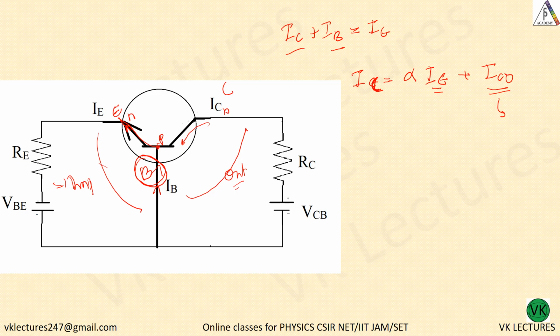All right. IC naught is also a collector current, but in reverse saturation it is very small, due to minority carriers.